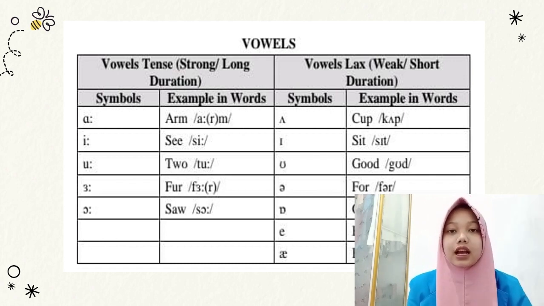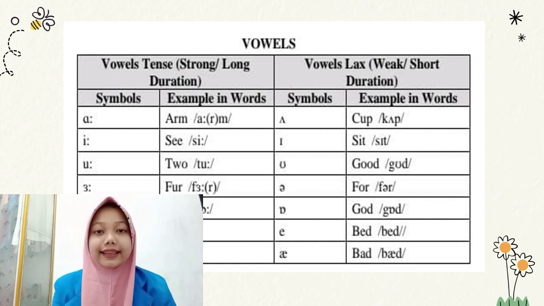There are 5 tense vowel symbols. For the first is the sound in arm. Word example is arm. And then the sound in see. Word example is see. And then the sound in two. Word example is two. And then the sound in four. Word example is four. And then the sound in so. Word example is so.